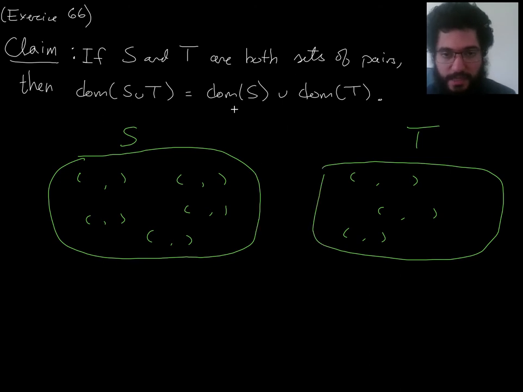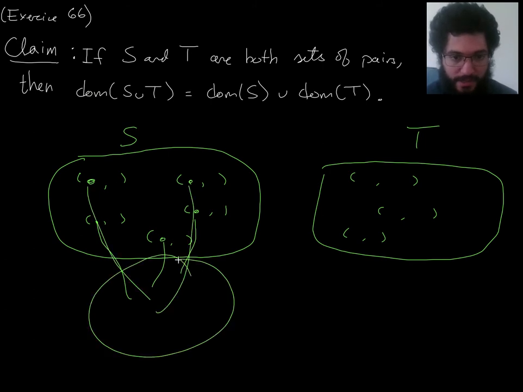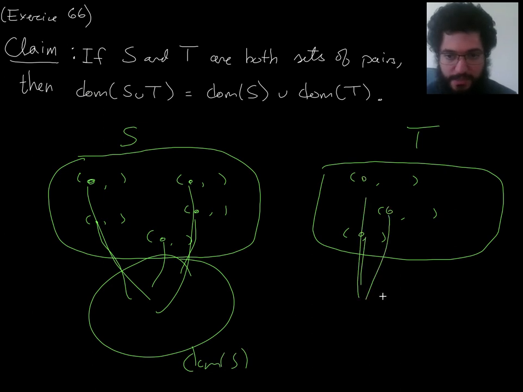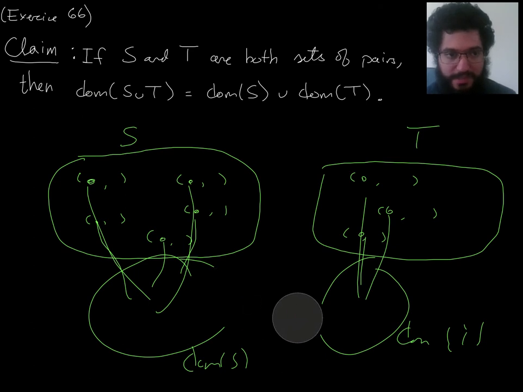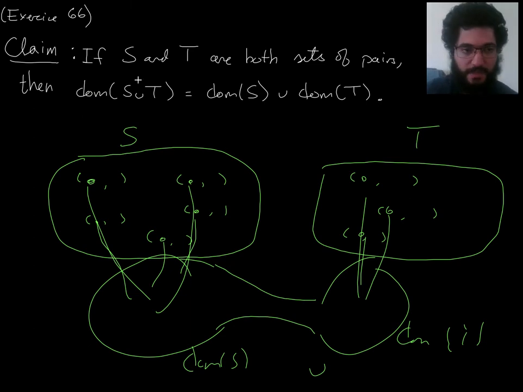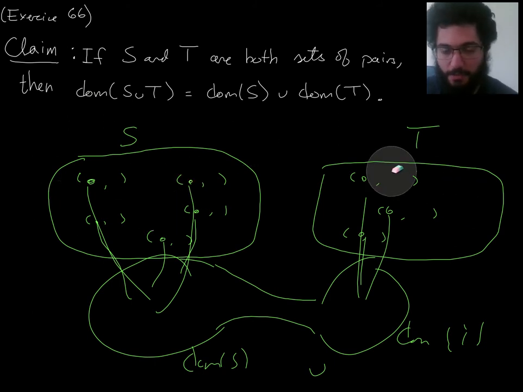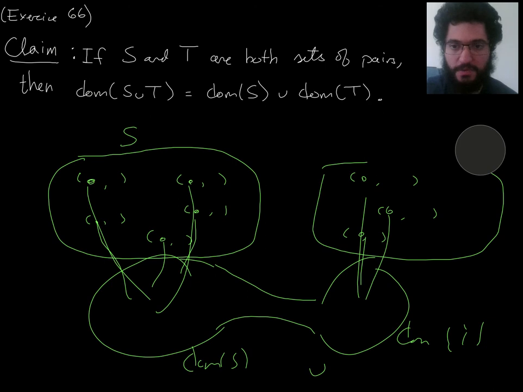On the other hand, the right-hand side says first take the domain of S. So collect all of these together into their own box, and call that box domain S. And then collect these together into their own box, which will be called domain T. And then union these two boxes together, merging them afterwards, to get domain S union domain T. So that feels like it should be the same. In other words, those two operations should commute, taking domain and taking union.